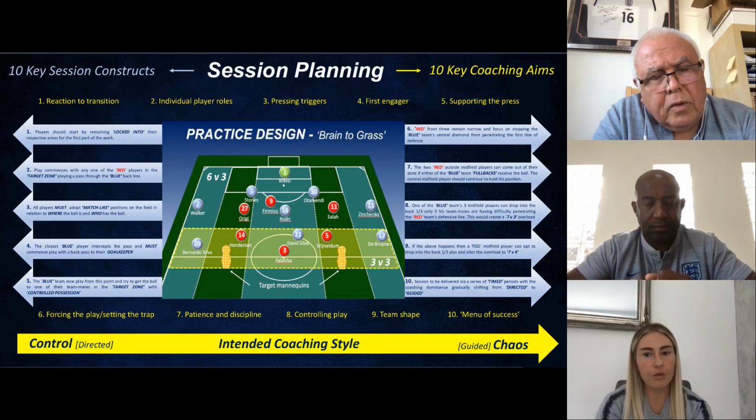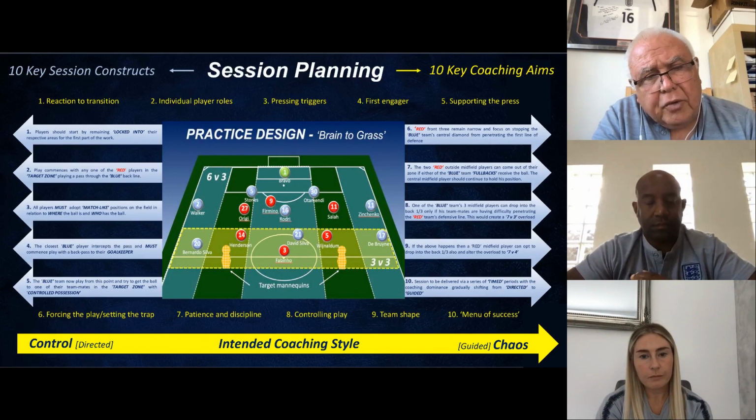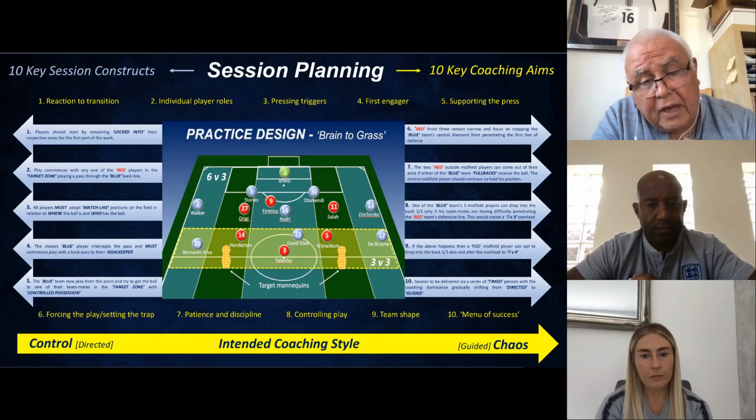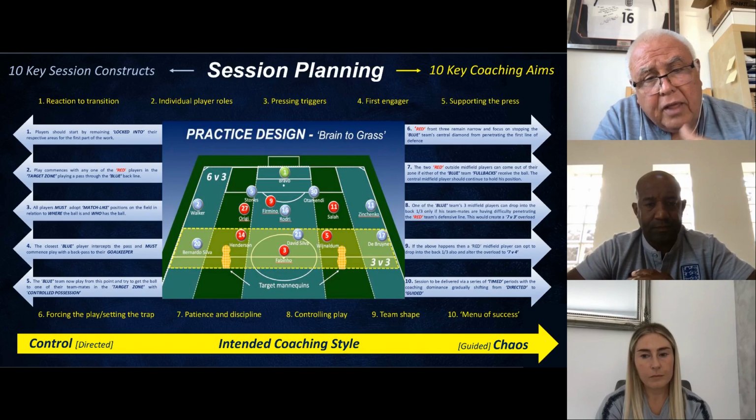Okay, so the control bit at the beginning would mean that I would control what Man City's back six are doing. I control David Silva. I don't let David Silva go in on a whim. That's under my control. As I shift across that yellow arrow at the bottom, I might then say to Silva, okay, you can go in. You can go in if you want.